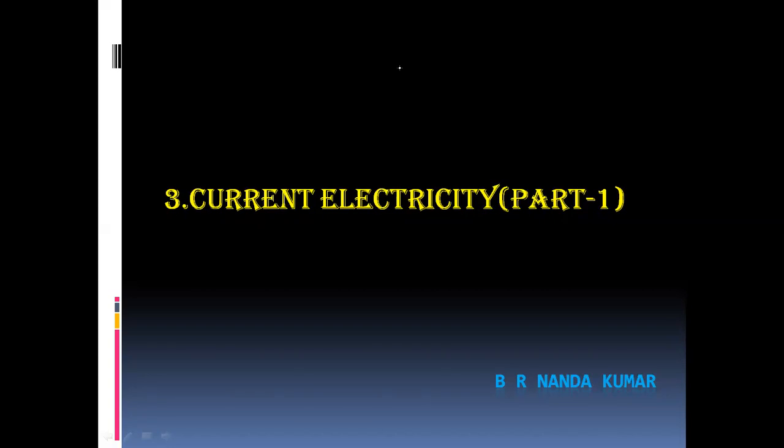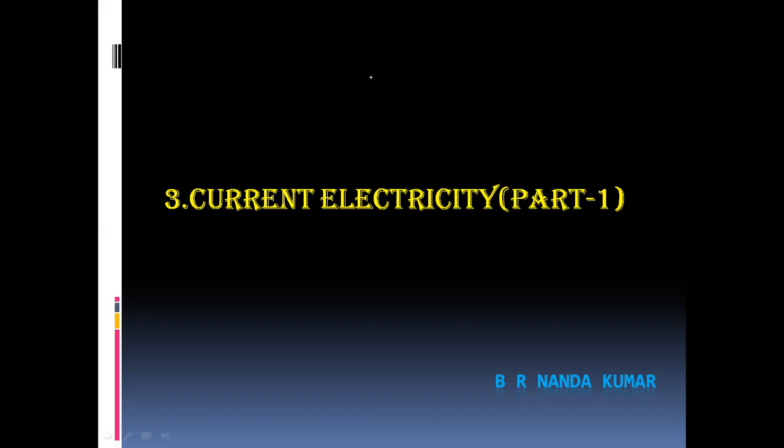We have just finished two chapters. Today I am starting the third chapter. The name of the chapter is Current Electricity. This chapter is very important. The duration of this chapter is 50 hours. In this chapter, it is possible to ask for 14 marks, and this is a major chapter in second year.